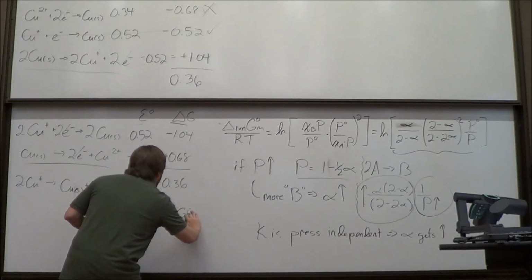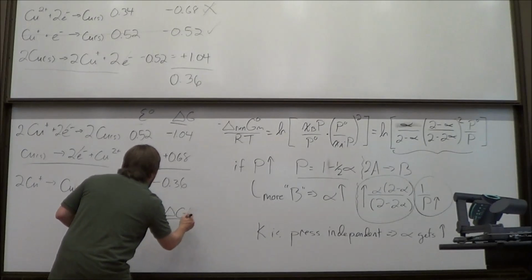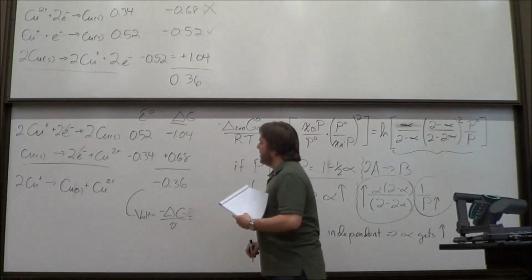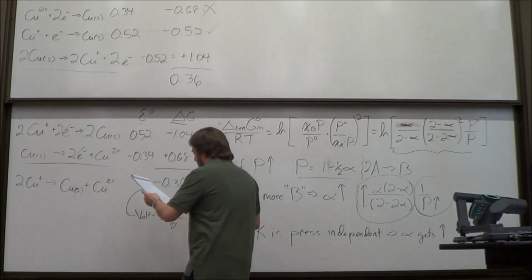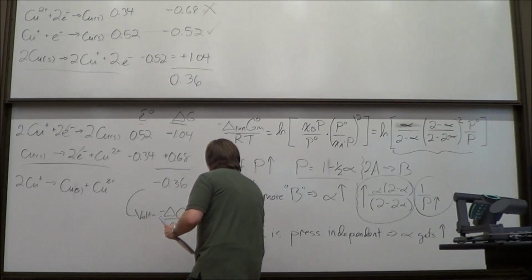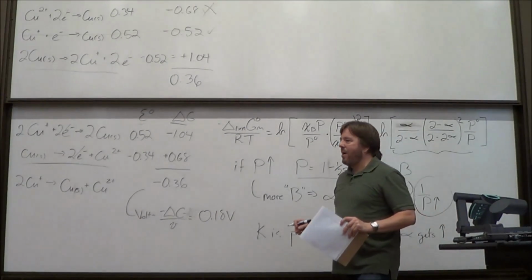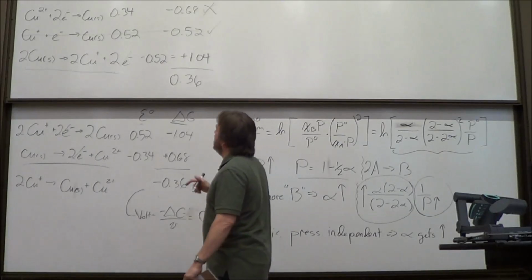And I guess, I don't remember if that's multiple. I forgot what the Faradays do. Divided by the number of electrons. This is a 2 electron, so this ends up being 0.18 volts. Okay. All right, now, is that consistent with the cheating method?